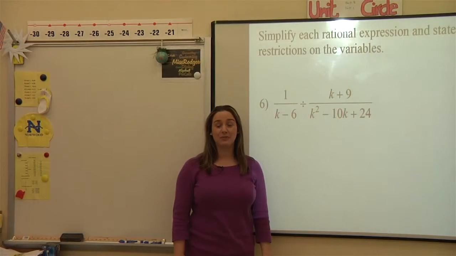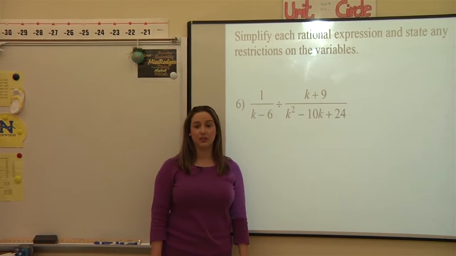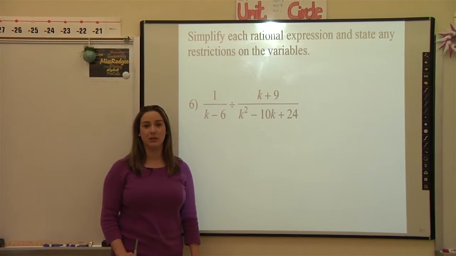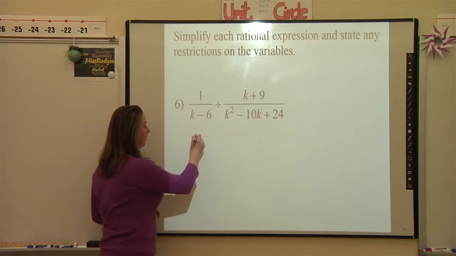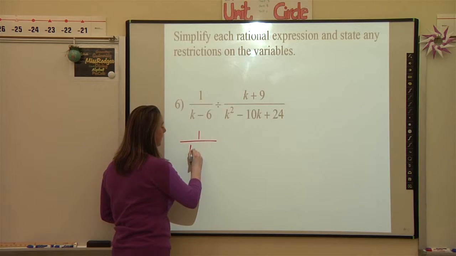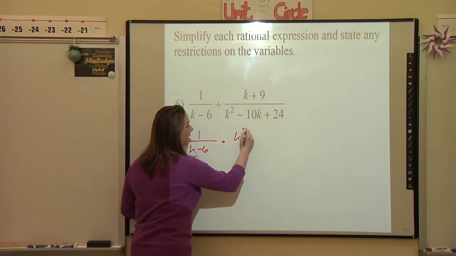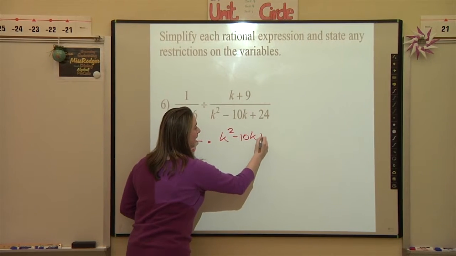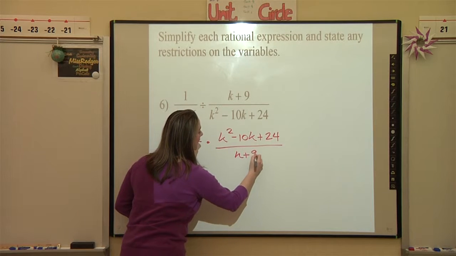Let's take a look at another problem where we divide two rational expressions. So again, one of my first steps is going to be to change this to a multiplication problem and multiply by the reciprocal of the second fraction. So I'm going to rewrite it. 1 over k minus 6 times the reciprocal, k squared minus 10k plus 24 all over k plus 9.